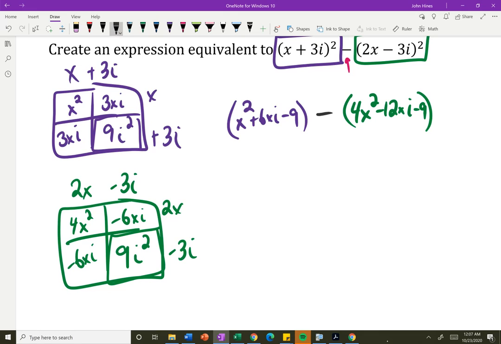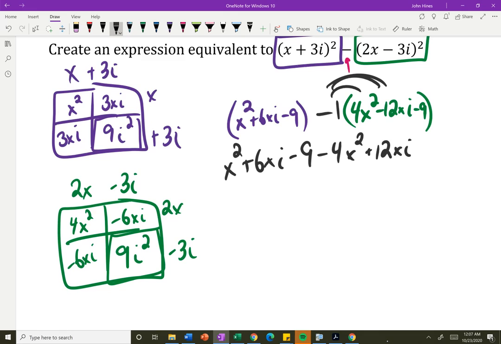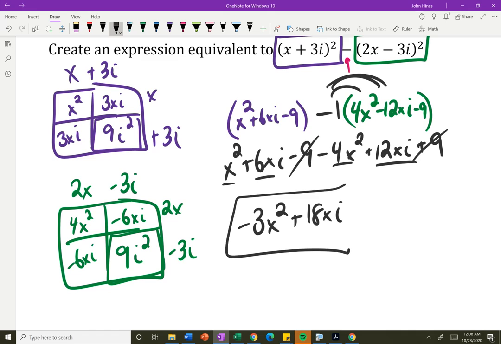And now my final step is to subtract with a little distribution. Okay, so our rules of algebra still are in effect. You still have to follow your order of operations. So to subtract, I have to distribute through that factor of negative 1. So I end up with negative 3x squared plus 18xi, and those terms add to 0. So that right there is my final answer.